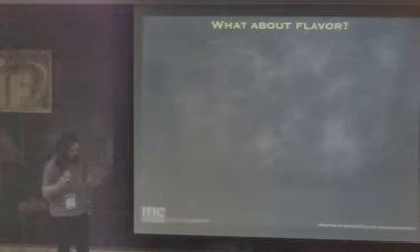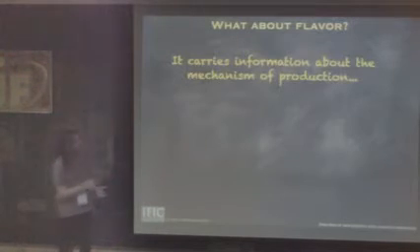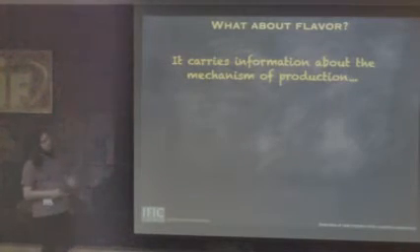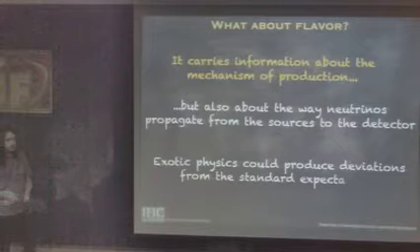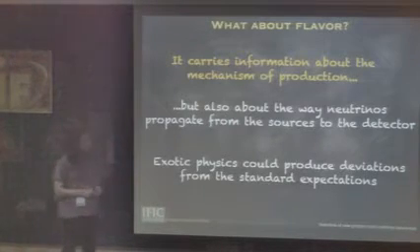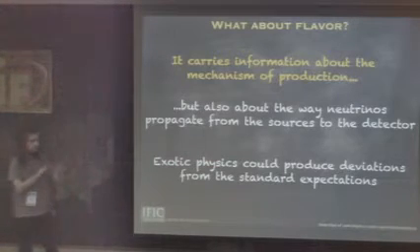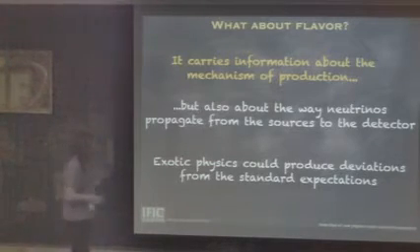Good. So here I've been discussing energy distributions and angular distribution, but there is another observable, which is flavor. And flavor carries information about the mechanism of production, but it also carries information about the way neutrinos propagate from the source to the detector. And actually we can search for exotic physics by searching for different flavor compositions at the source.